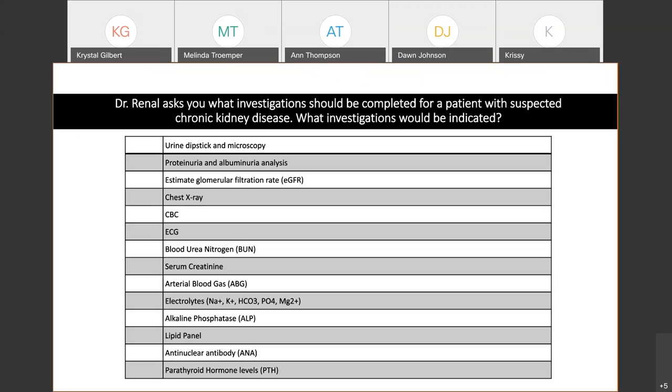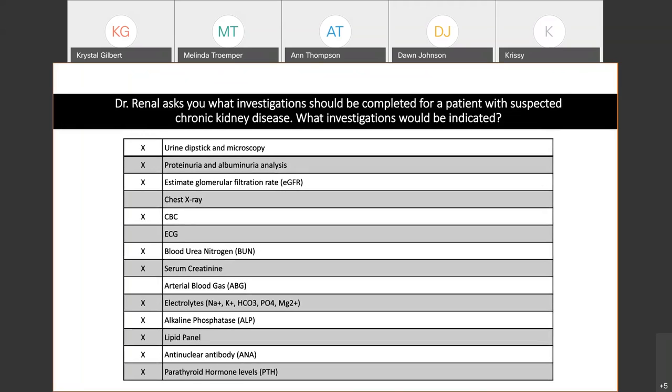So we're doing a BUN, creatinine. What about an ABG? Yep, electrolytes. Yep, alkaline phosphatase. Yep, lipids. ANA. Okay. Parathyroid hormone.